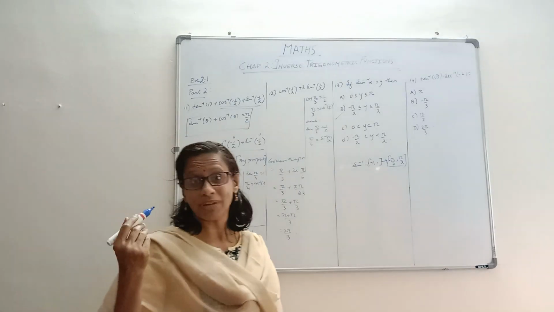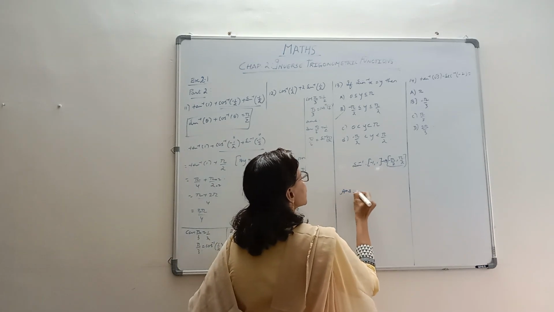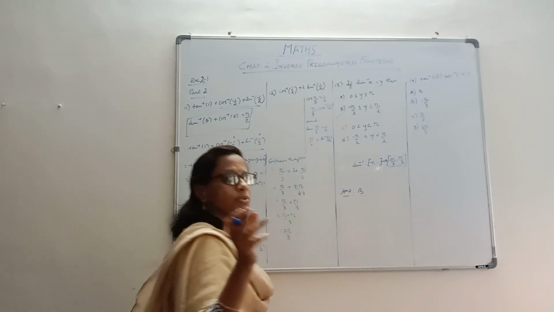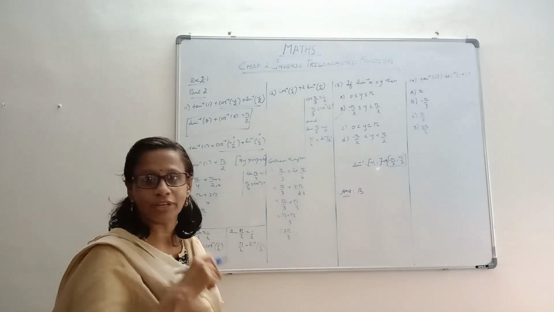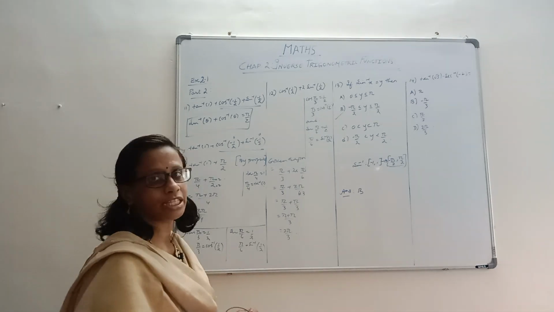I told you that you should know the branches very well, right? So the correct answer is B. And why is it coming? It is coming because we know the principal branch very well, and because we know it, we know how to place it. So this is how it is. That is about the 13th question.